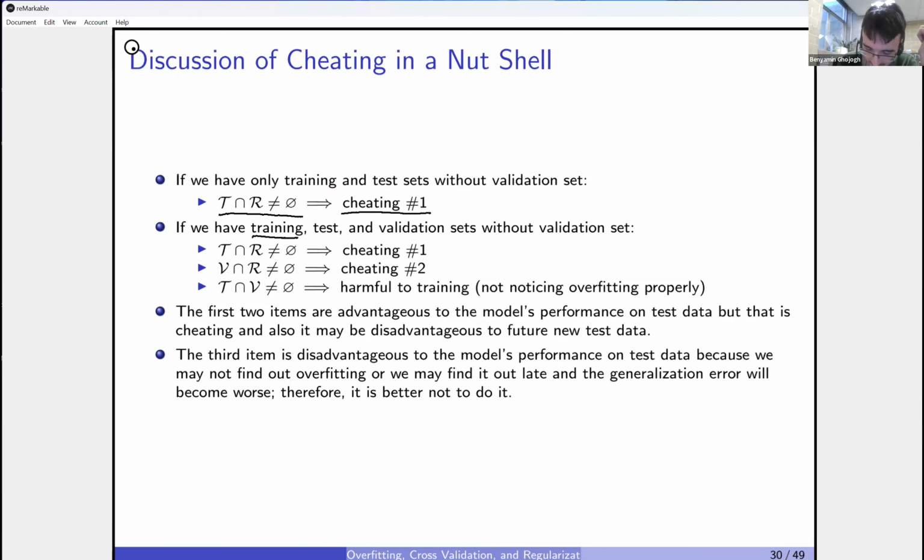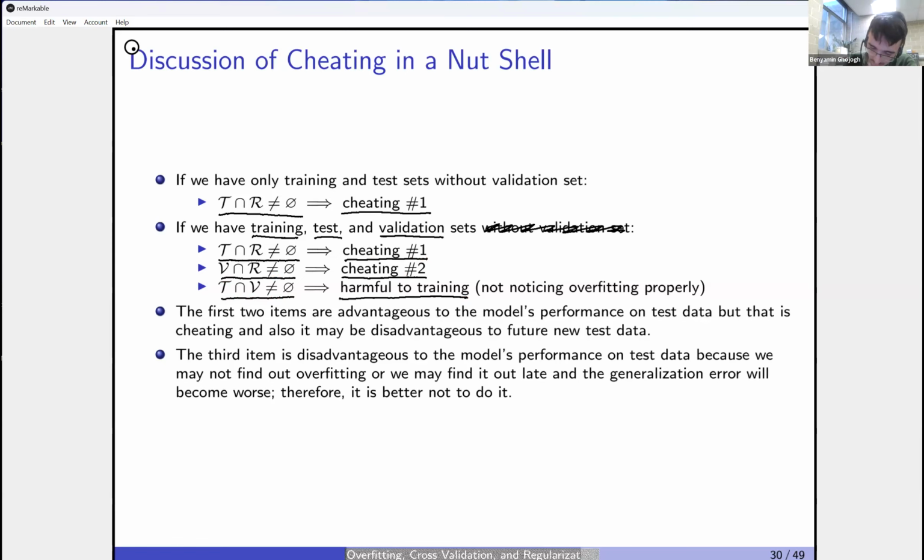If we have training, test, and validation sets, then the intersection of training and test should be empty. Otherwise, it's cheating number one. The intersection of validation and test set should be empty. Otherwise, it's cheating number two. The intersection of train and validation should be empty. Otherwise, we will not find out when we are starting to overfit. It will be harmful for training.